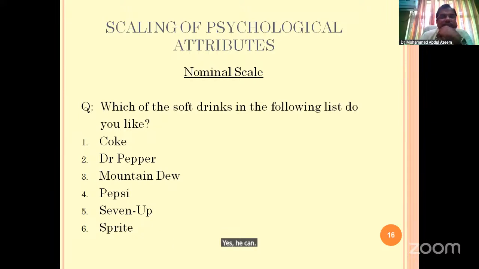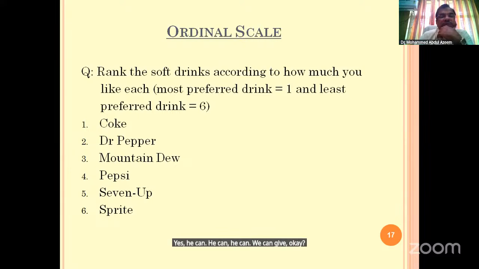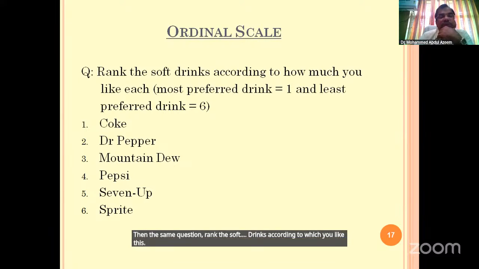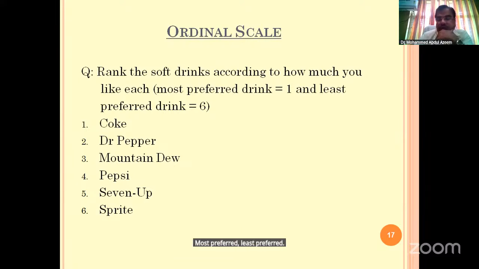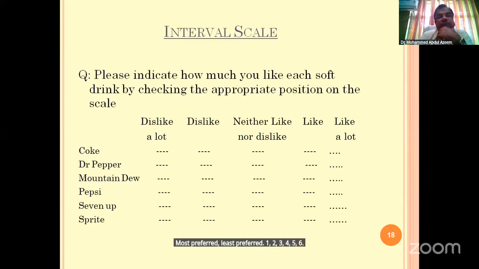He can give that. Then the same question: rank the soft drinks according to which you like. Most preferred, least preferred, 1, 2, 3, 4, 5, 6. Then the same question in an interval scale, you can ask like this. There I have given numbers. Here I have given qualitative words. Dislike, like a lot.